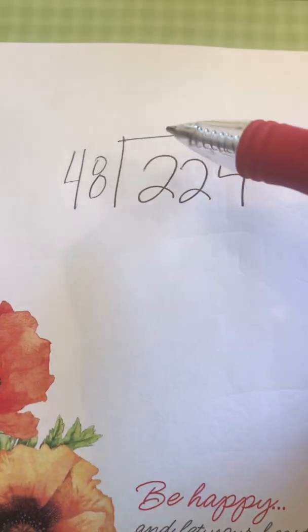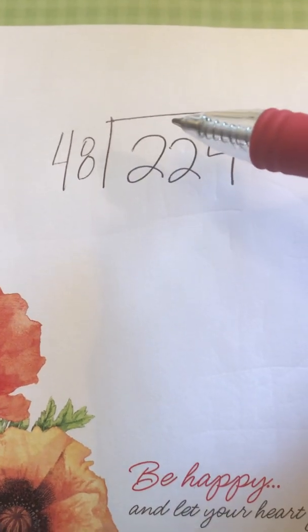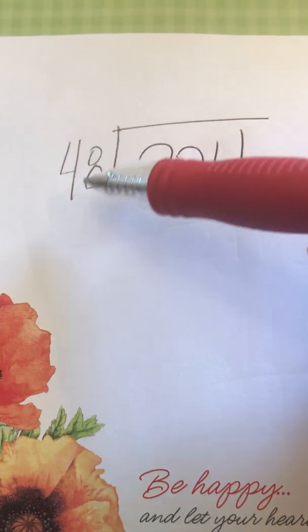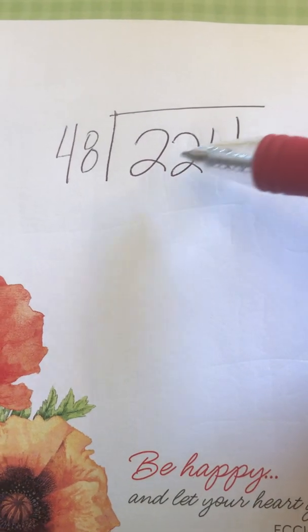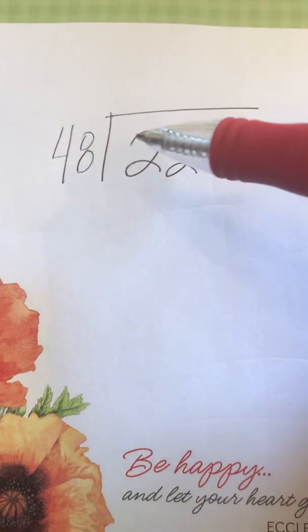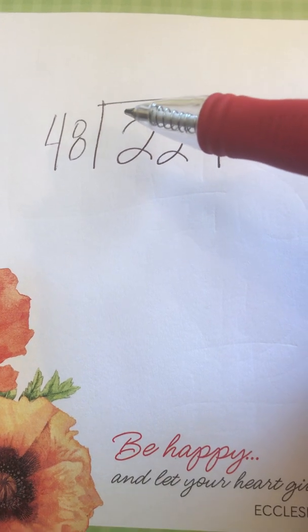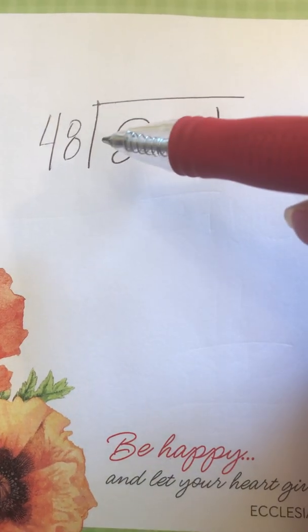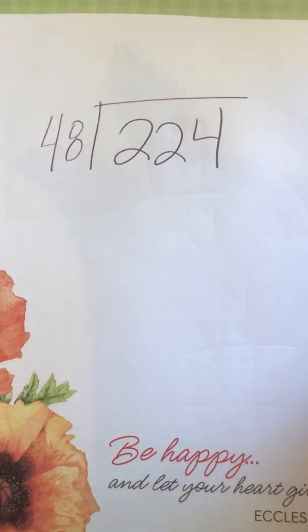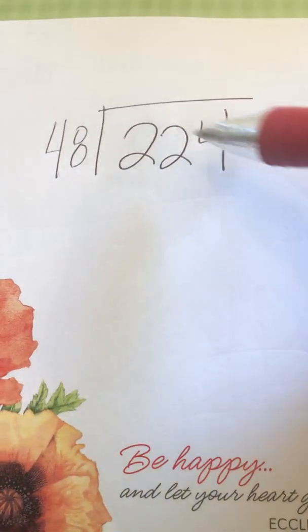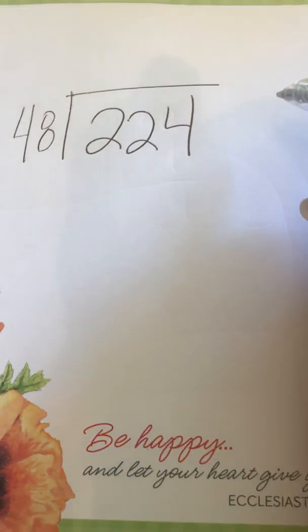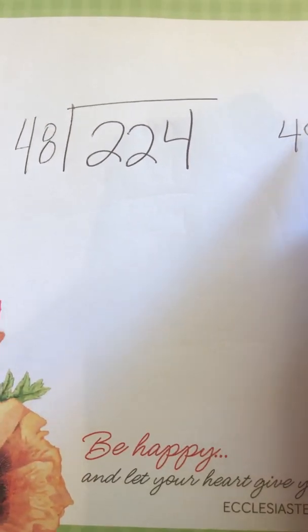So this problem, I can kind of think about some compatible numbers, and if I rounded this to 50 and thought of this as 200, or even if I thought of 20 and 5, I know 4 times 5 is 20. So I'm going to start out seeing if 4 will work for this one. I can make how many groups of 48 I can make with 224. So I'm going to try 48 times 4 off to the side.